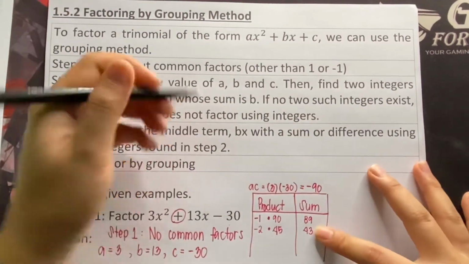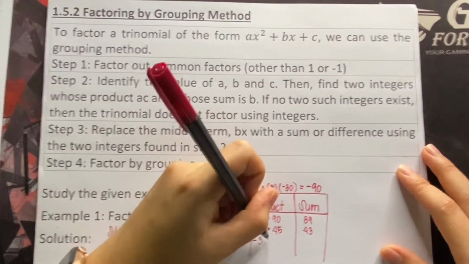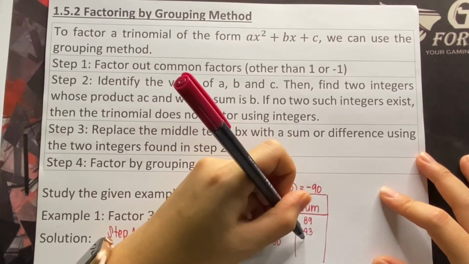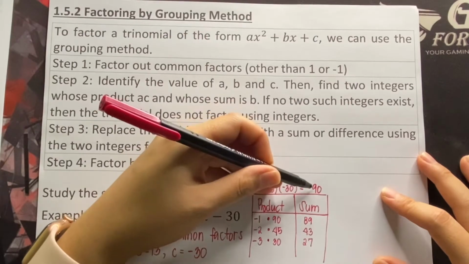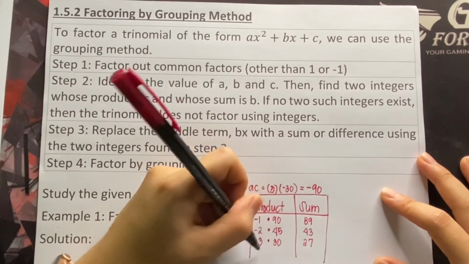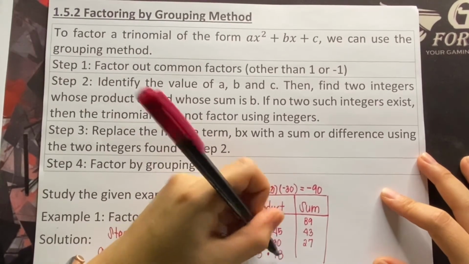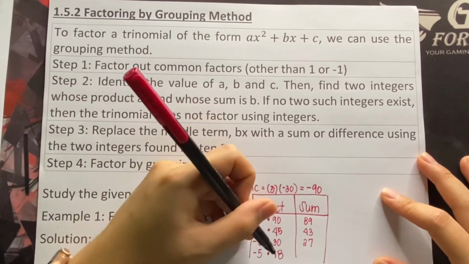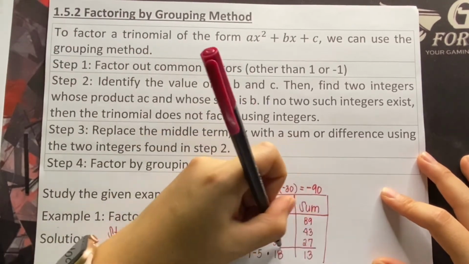Hindi pa. Dapat mag 13. Okay. 3. Negative 3 times 30. Negative 3 plus 30, 27. 4. Pwede ba yung 4? Cannot be. 5. Pwede ba? Yes. Negative 5 times 18. 90 yan. Negative 90 ang sagot pag tinimes yan. So, negative 5 plus 18. Yun. Positive 13. So, pwede ka na mag-stop dito.